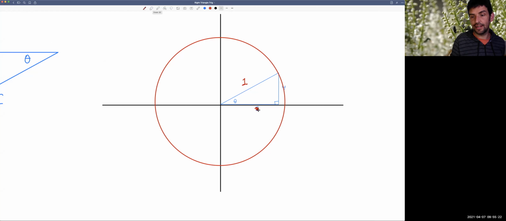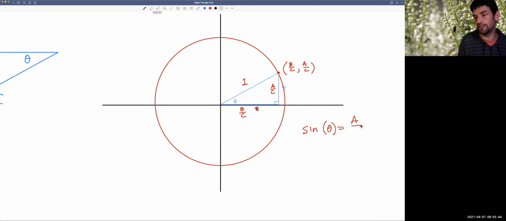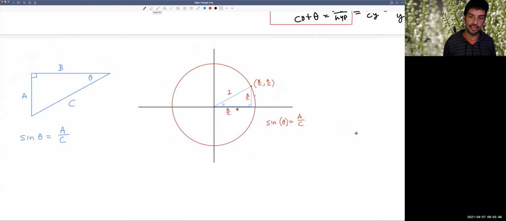But that means every side is getting scaled by 1 over C. This side here will be A over C. Well, that means that the X coordinate is B over C and the Y coordinate is A over C. So the sine of theta by this unit circle definition is going to be A over C, which is exactly what we got when we were looking at a triangle that didn't have to fit into the unit circle. So we're just scaling the triangles, which doesn't change anything about the ratios.